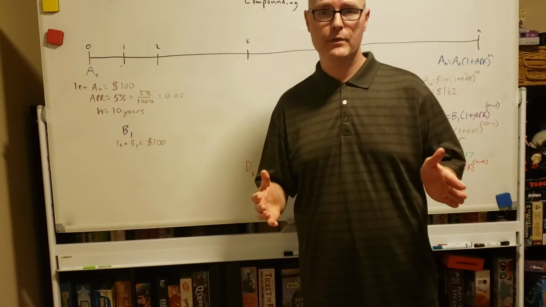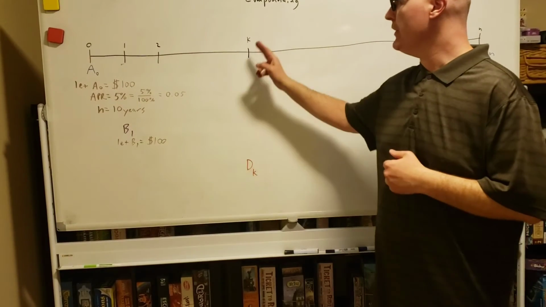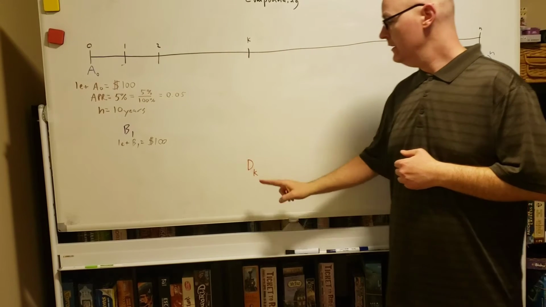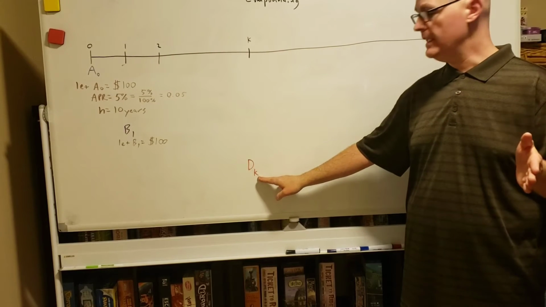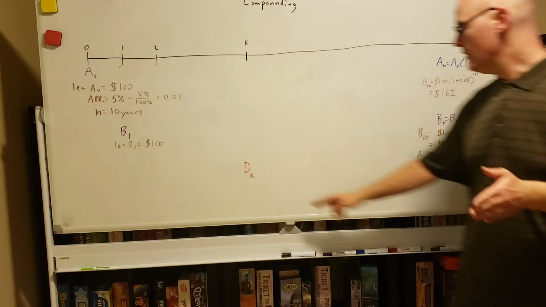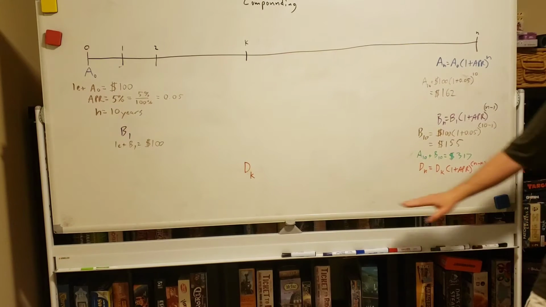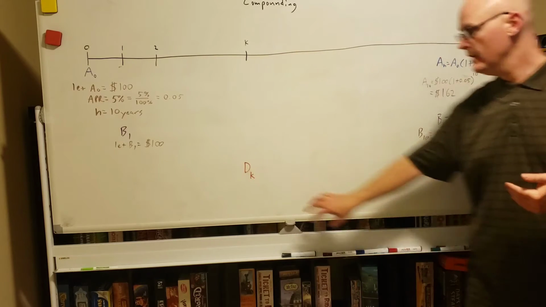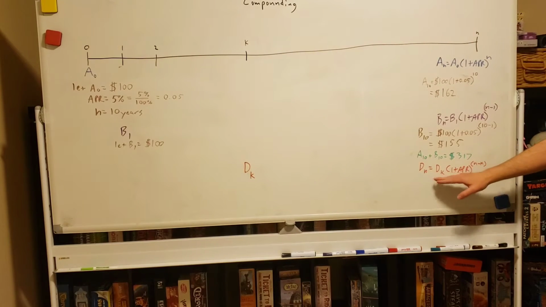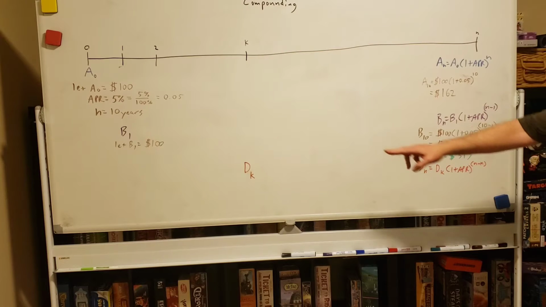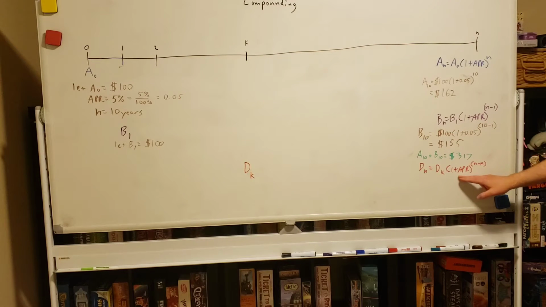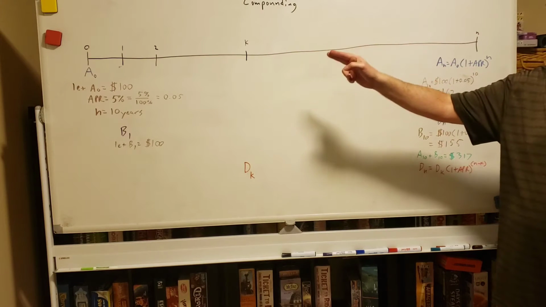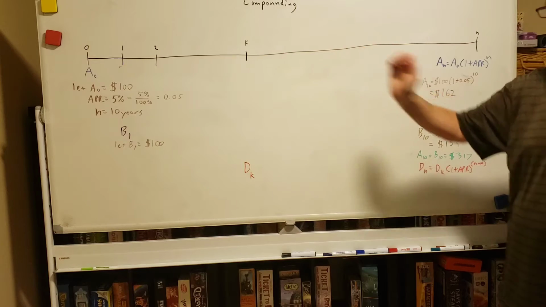So in general terms, if I add money at year K, some value D at K, then my equation for that chunk of money, how much that gets added to the total, is going to equal the value that I placed in at year K multiplied by 1 plus the APR raised to the power of n minus K, because you have to account for the fact that you didn't put it in until year K.